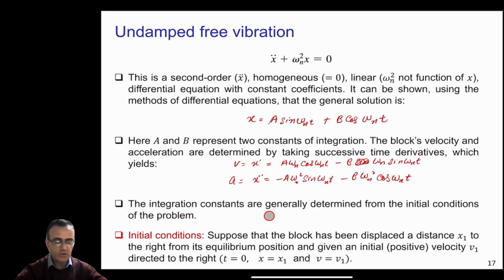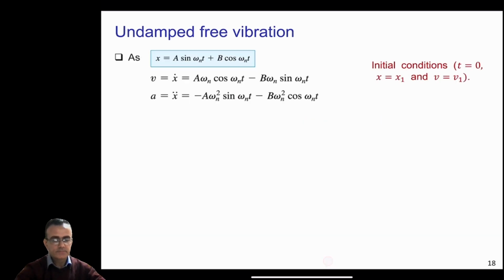Now the integration constants, a and b, you calculate by using the initial conditions of the problem. The initial condition we have for this case is that the block has been displaced a distance x1 to the right from its equilibrium position, and given an initial positive velocity v1 directed to the right. So at time equals 0, x is equal to x1 and v is equal to v1.